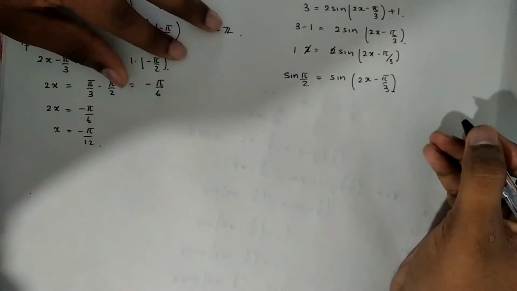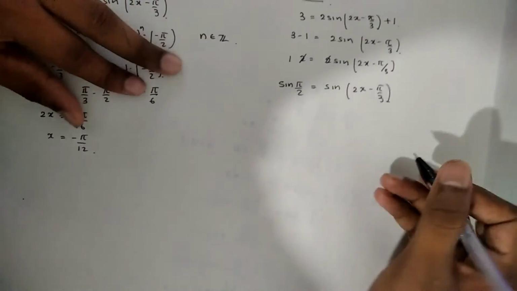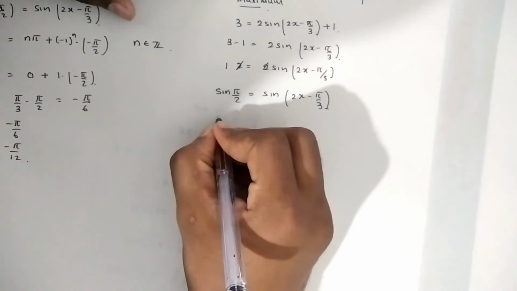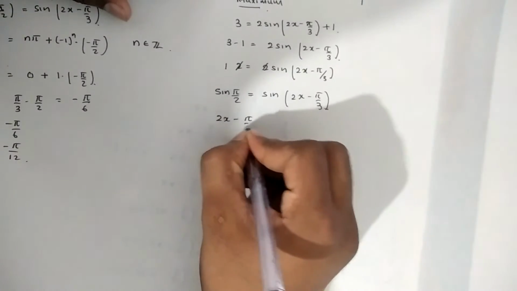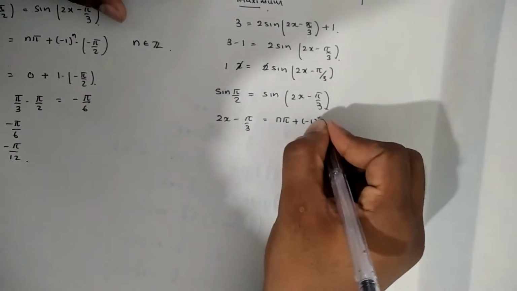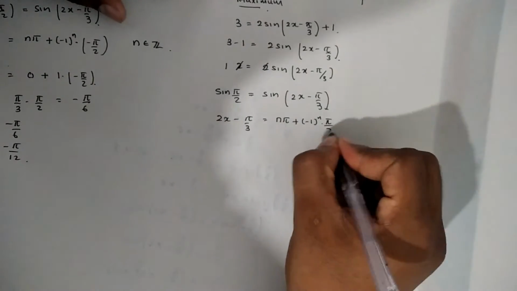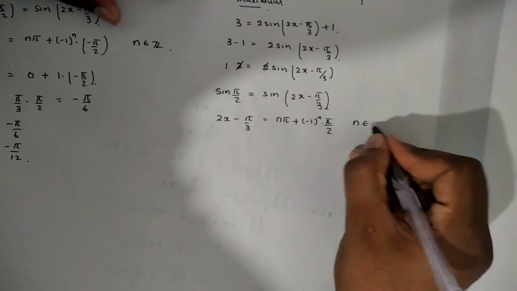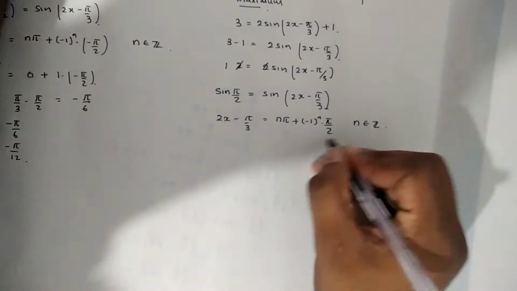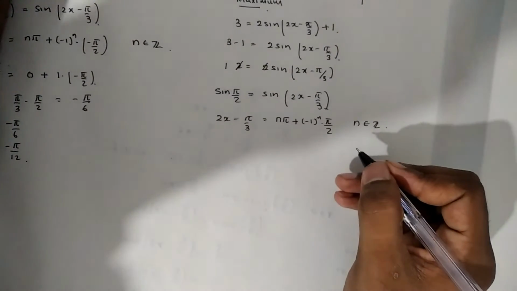If you try to apply the general solution, you would end up getting 2x − π/3 is equal to nπ + (−1)^n times π/2. Theta here is π/2, where n is an integer. So for different values of n, you will have different maximum values.